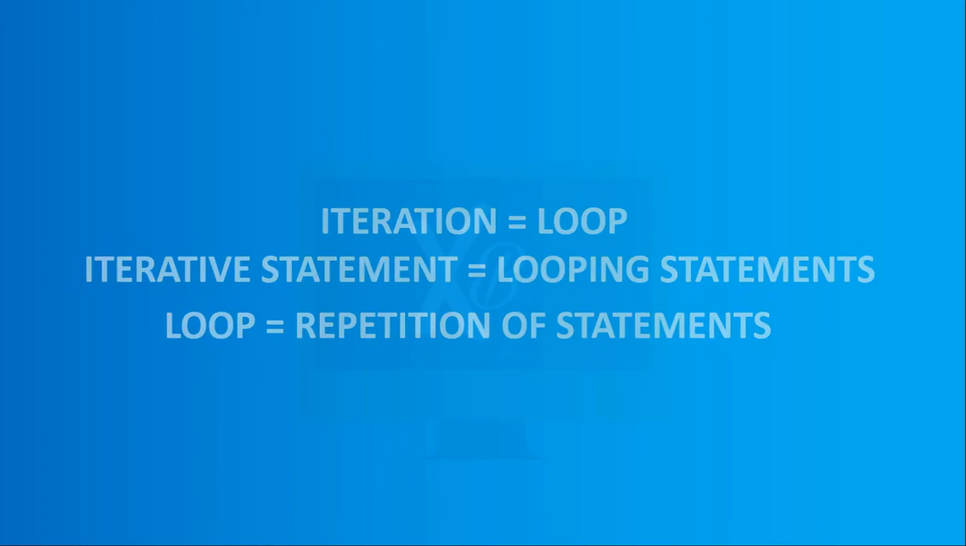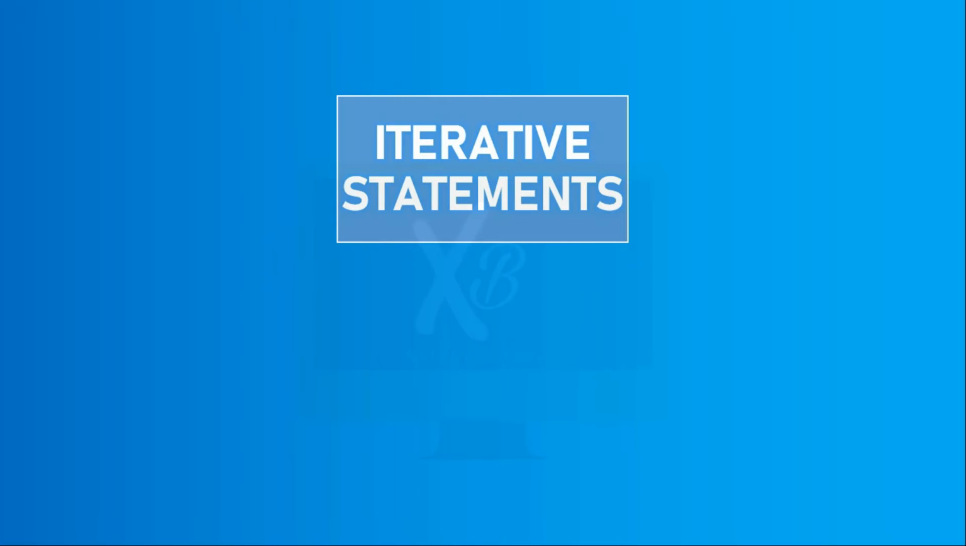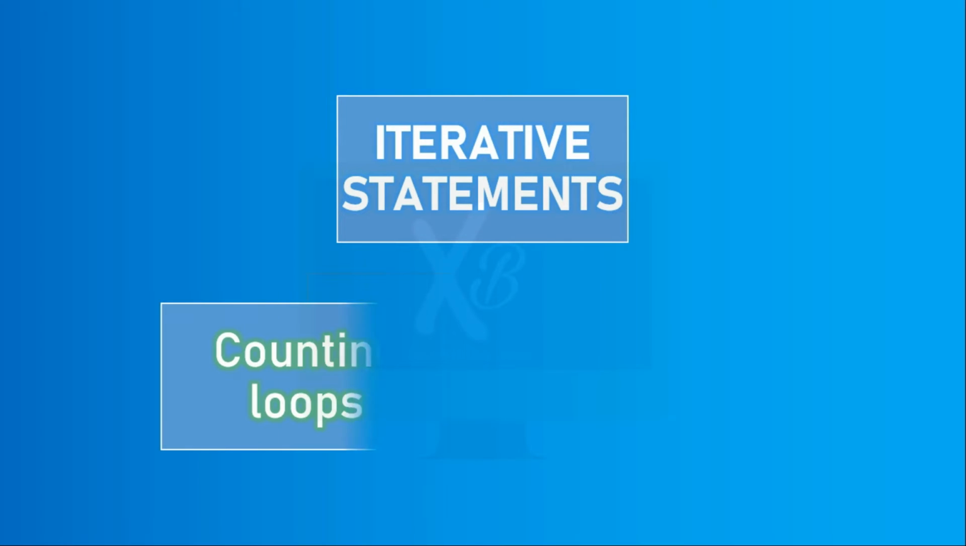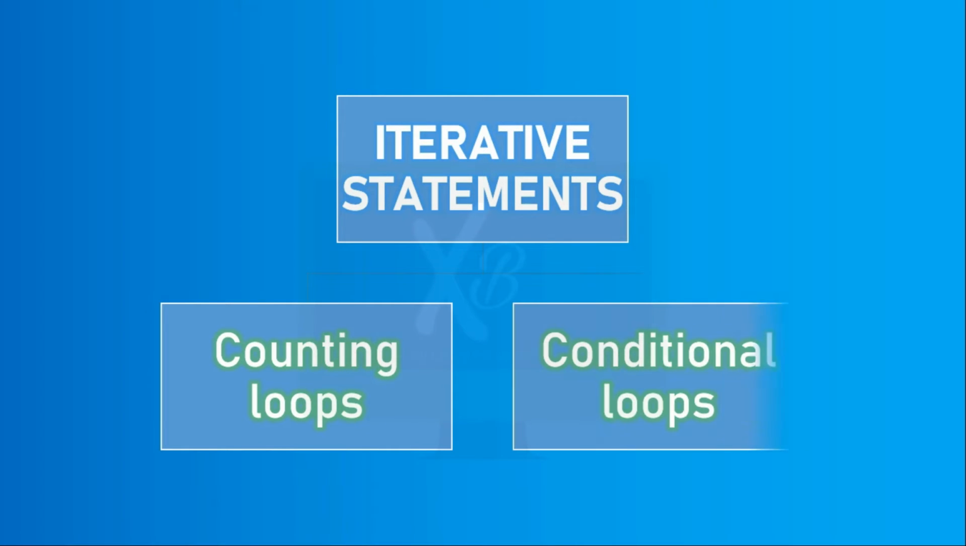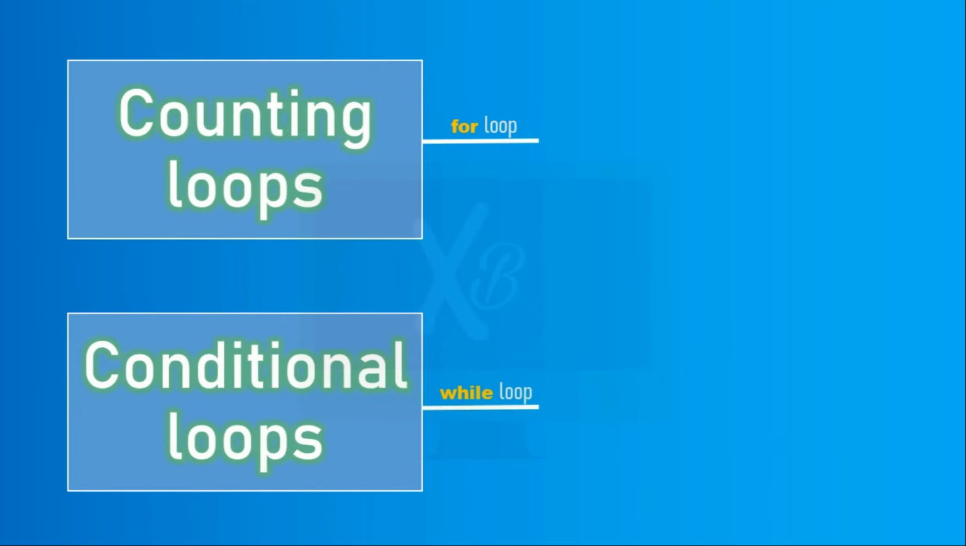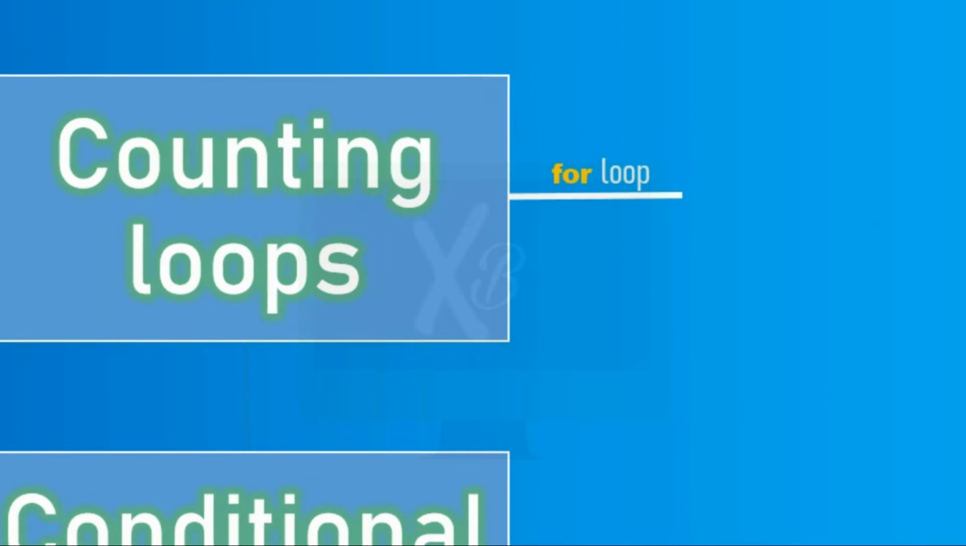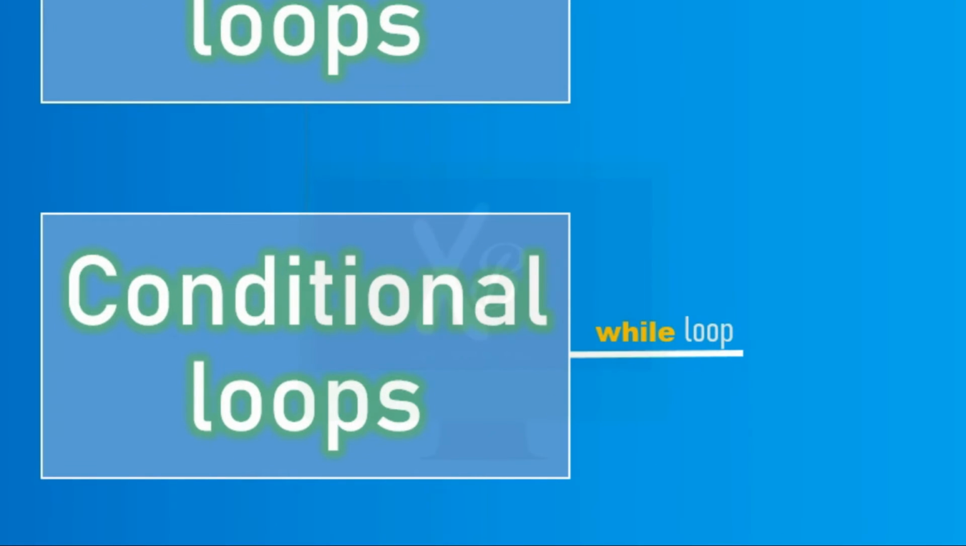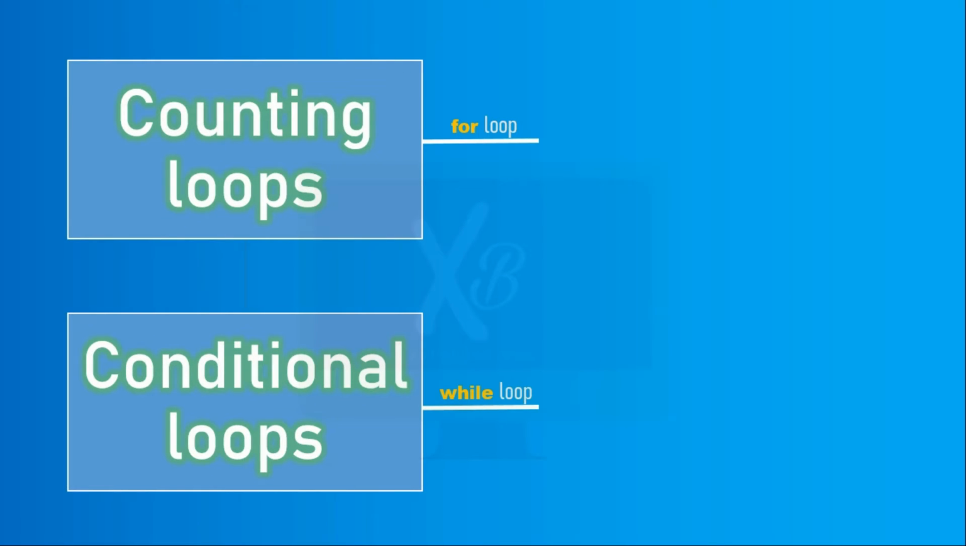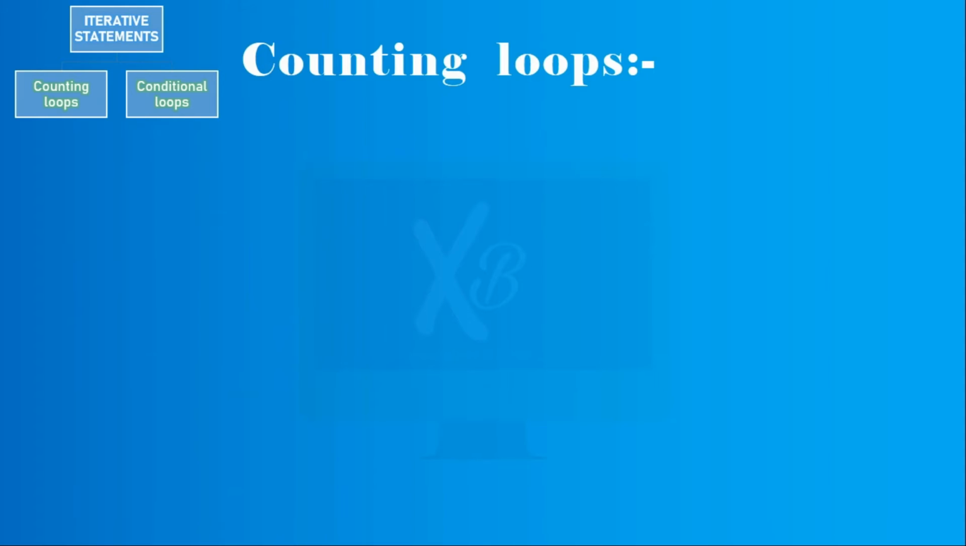Let's see, iterative statements are divided into two categories. Number one is counting loops and number two is conditional loops. If you want to see an example, counting loops is the for loop and conditional loops is the while loop. We have only one example each, so by this you understand that there are two types of iterative statements, for loop and while loop. In this video we'll be talking about counting loops.